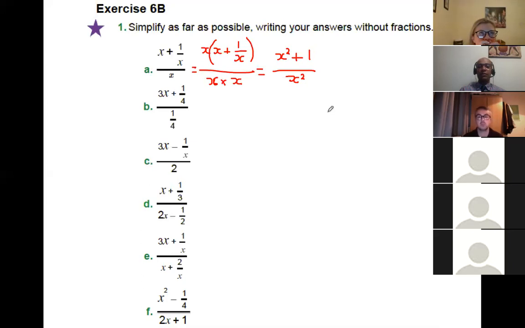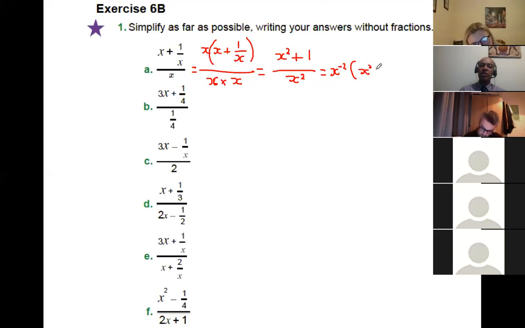So the question is, simplify as far as possible, writing your answers without fractions. So what did we learn with indices? When you've got an index that is negative, it's a bit like making it a fraction. So x to the whatever over x squared just becomes x to the power negative 2. So that's how you get rid of this fraction, times x squared plus 1.